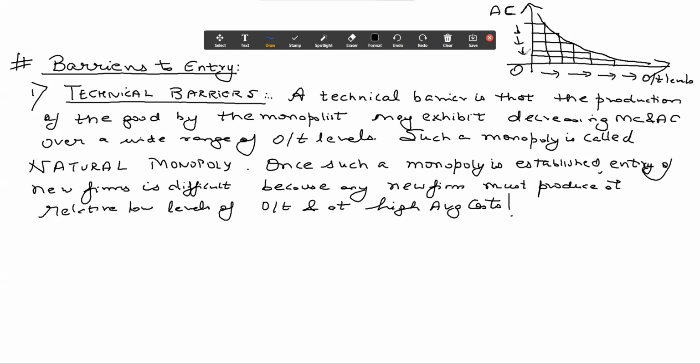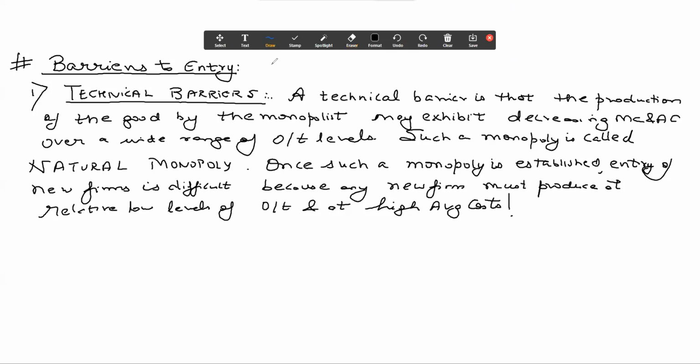Now think about a monopolist. A monopolist is already there in the market and is producing in bulk. Now think about the new firm who plans to enter and compete with the monopolist. That firm will have to incur a very high average cost and will have to start with very low output levels. It is very difficult for a firm to start its operations with very high costs and very low output levels and compete with the monopolist. So it acts like a technical barrier. I hope all students have understood the technical barrier point.